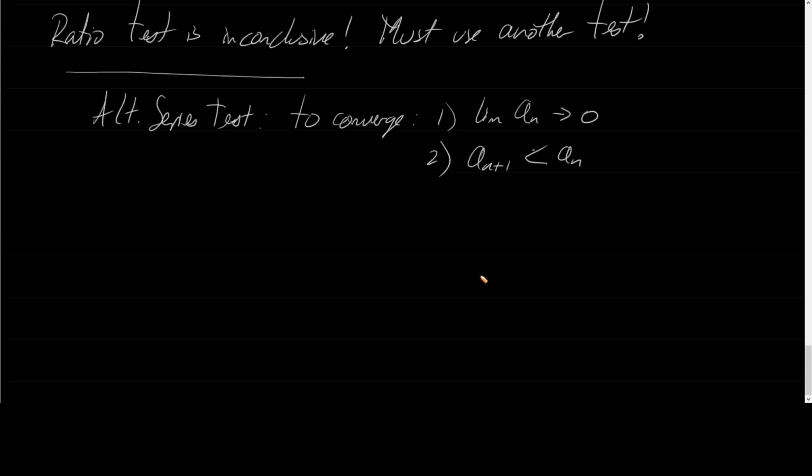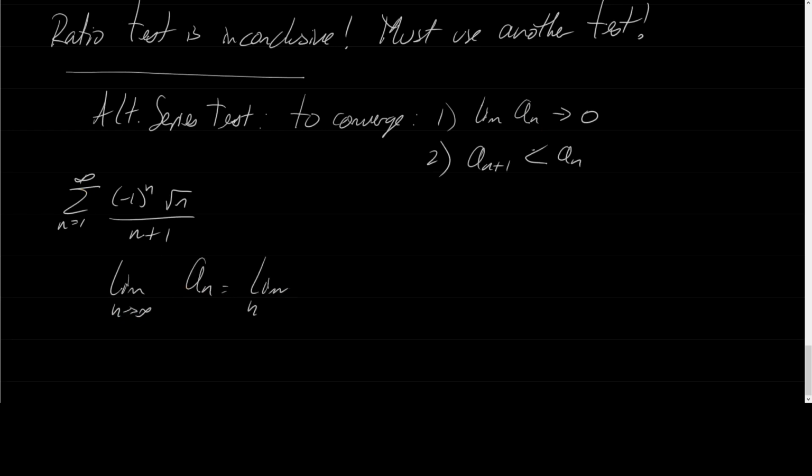All right, so let's see. Our series was -1 to the n times the square root of n over n plus 1, right? We need to figure out both of these, so let's start with that limit. If I take the limit as n goes to infinity of a sub n, that would be the limit as n goes to infinity of this thing, right? Well, technically, the absolute value there.